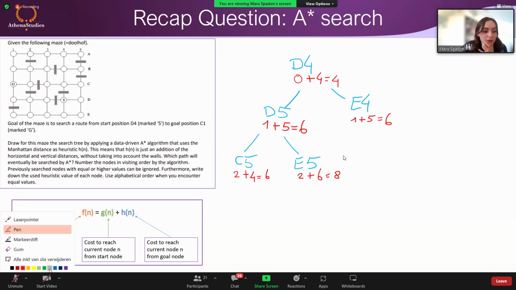So from C5, where can we go to? To the left, so to C4. Yes, there's only one option here. And what is our value?